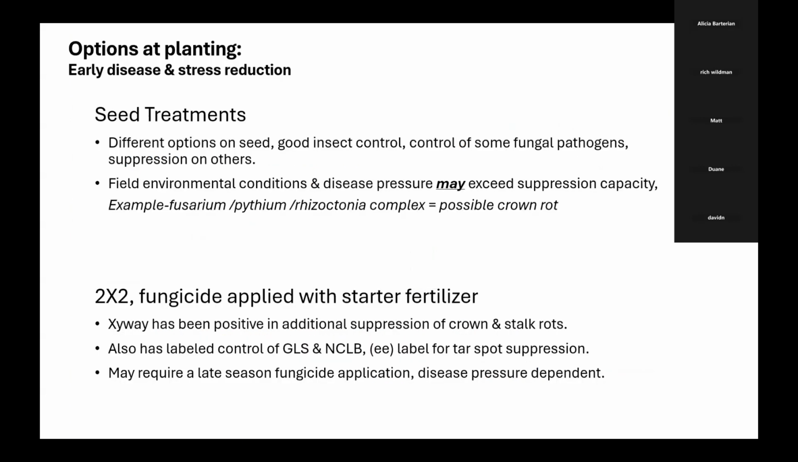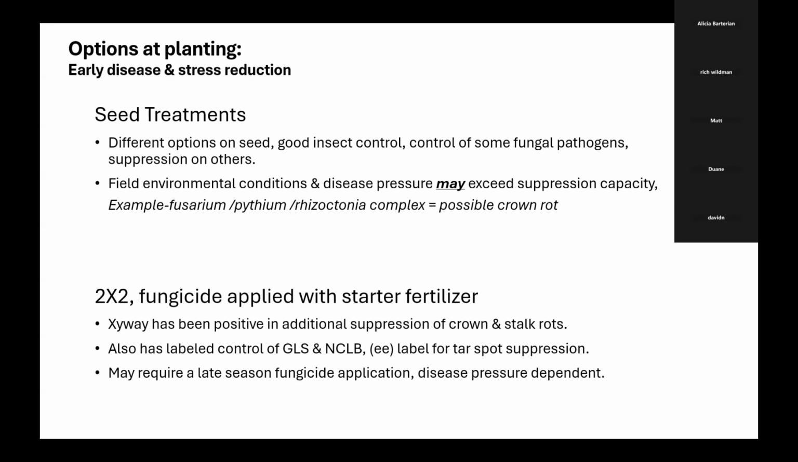So then we look at what options we have to help mitigate some of this disease pressure. At planting, there's seed treatment. Every company offers very good seed treatment. Some are a little higher level package, and you pay a little extra for it, but they're pretty good, with great insect control and some fungal pathogen control. But environmental conditions, when we put that into the ground, may exceed their suppression capacity.